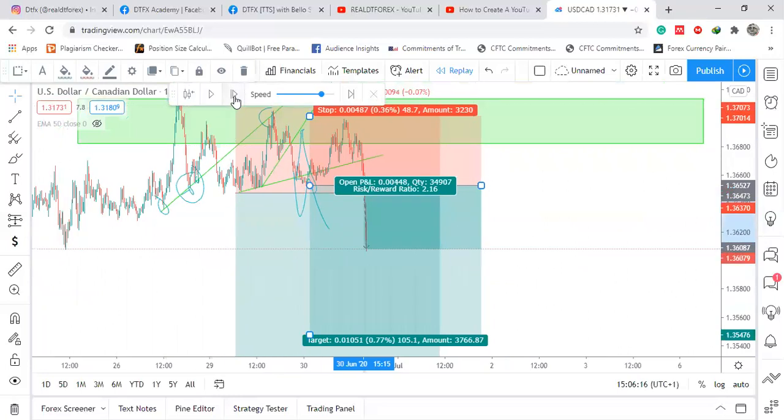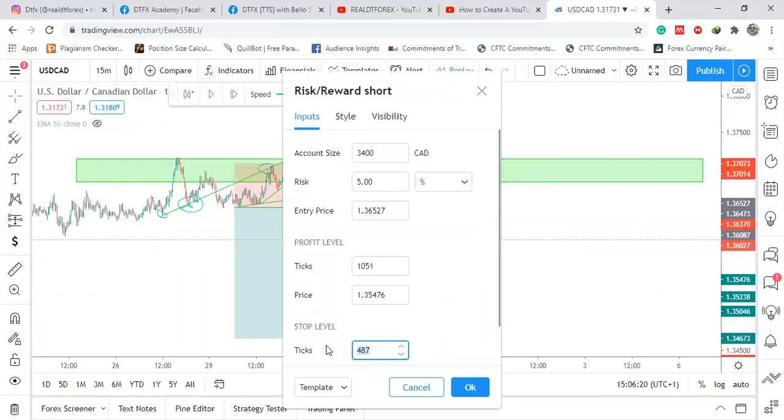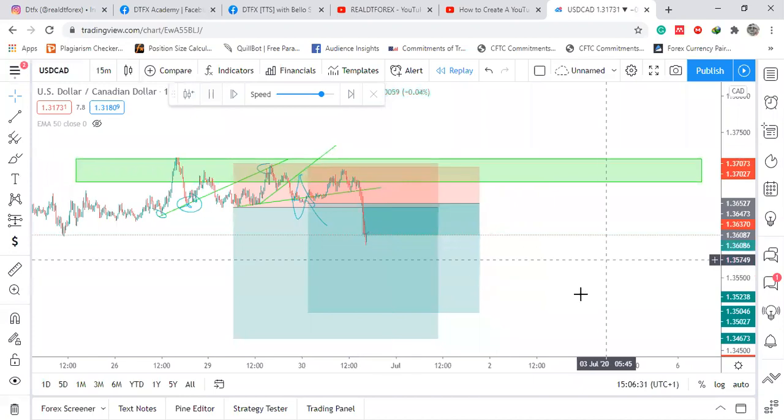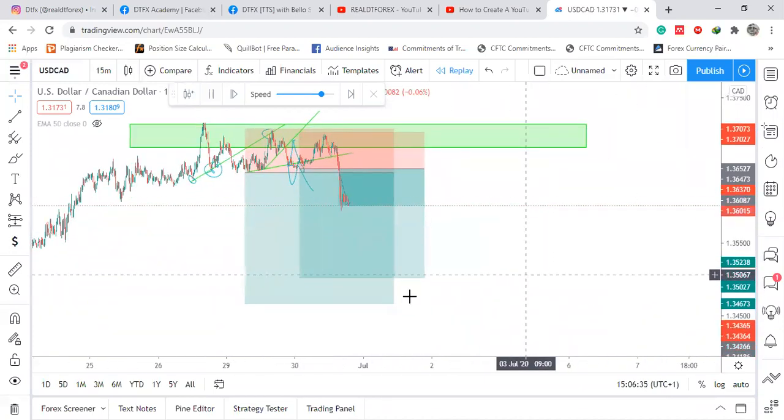And we'll see how it goes. I target my 1-3. Maybe let me make this 50 pips, and my 1-3 is going to be 150 pips. And let's see if it's active profit or not.